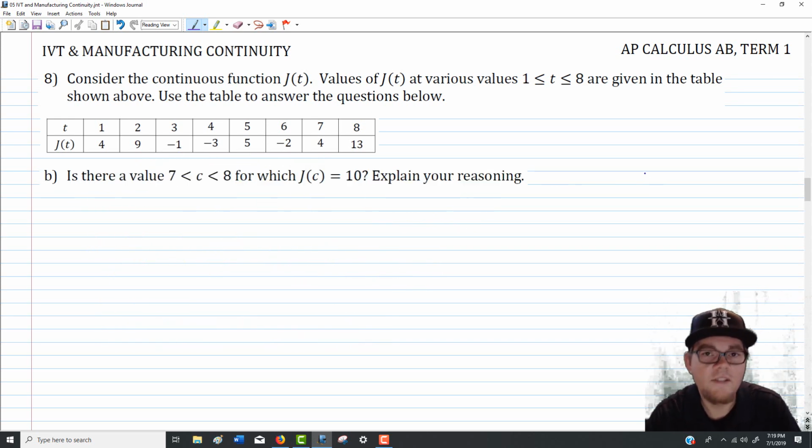Okay, 8b. 8b is the classic IVT question. Is there a value c between 7 and 8 for which j of c equals 10? Explain your reasoning.